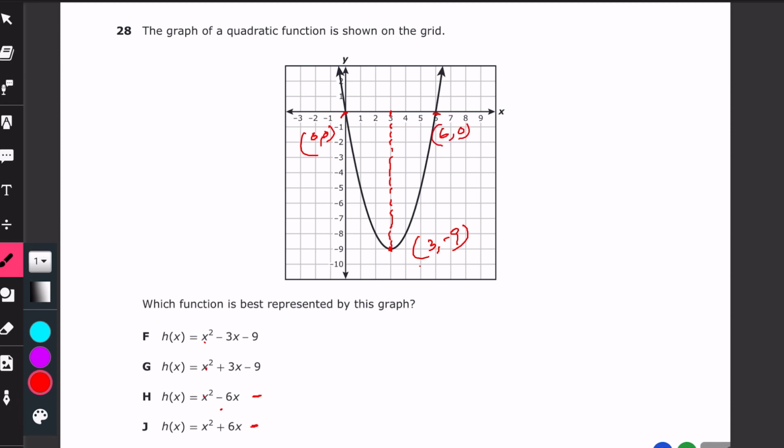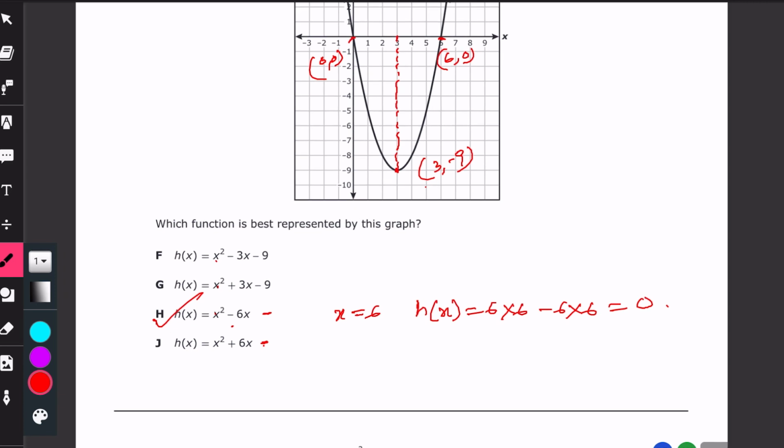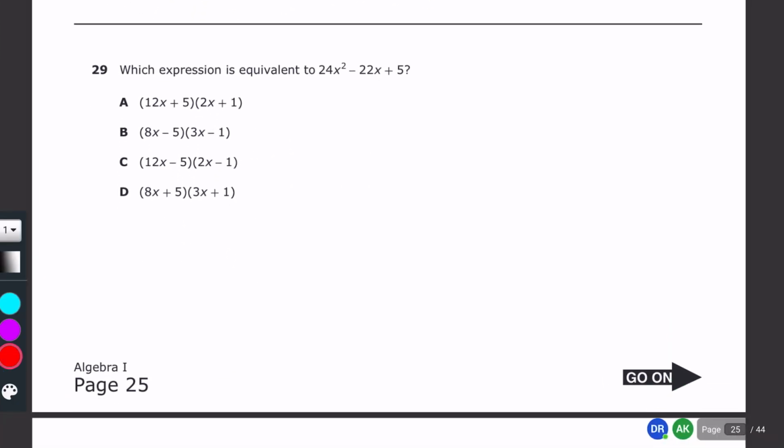We can substitute in these two equations and check which one satisfies them, and then you can write down the answer. We'll just check if x is equal to 6, are you getting y equal to 0 or not. So here h of x is equal to 6 into 6 minus 6 into 6, which is equal to 0. So this is satisfying. The second, J, won't satisfy, therefore H is the answer. You can check for 0, 0 or 3, minus 9 also, and you're getting the answer. So therefore this is the answer, H.